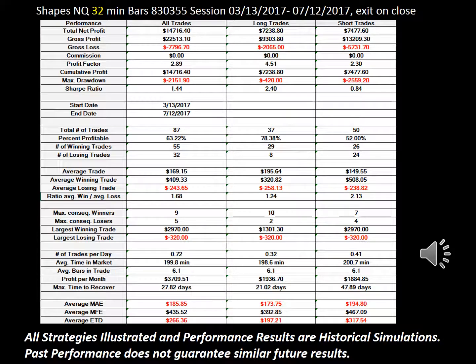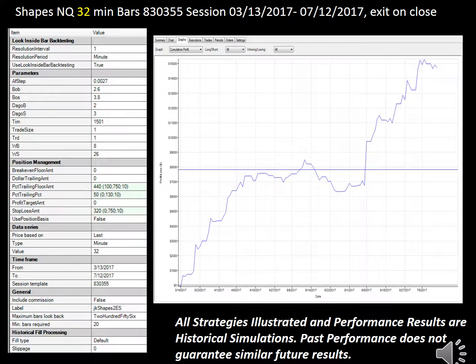This is a pretty exciting optimization in my opinion. This is a 32-minute bar, 4 months, making $14,000, trading one mini Nasdaq contract. 63% correct, average trade 169, drawdowns 2151. There's the inputs on that mini Nasdaq 32-minute bar. One of the ways the profit goes up with a day trading system is to give it a little more room. The stop loss is at 320, and the trail doesn't come in until you've made 440, and then you risk 50% of the profits. So it's a little looser system that way.